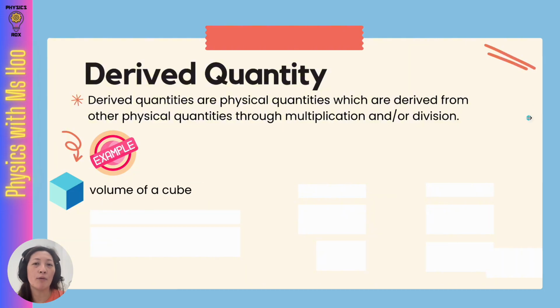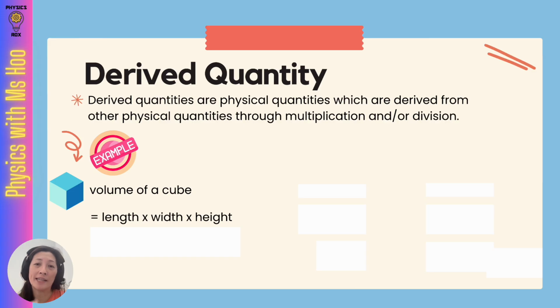For example, if you were to calculate the volume of a cube. Now of course you can measure a volume of a cube using the water displacement method, but we are here to talk about the calculation methods. So the general formula to calculate the volume of a cube is length times width times height.